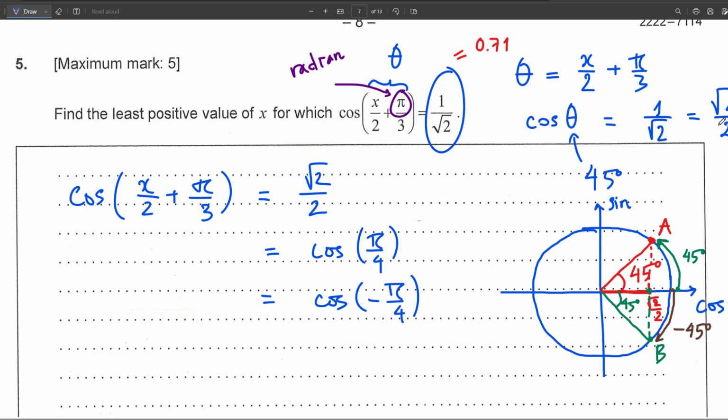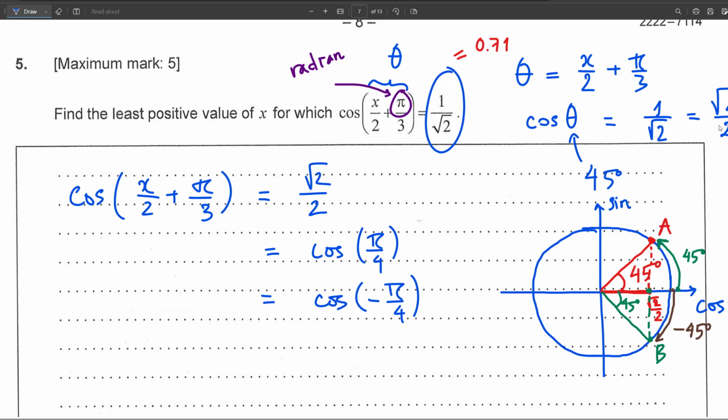Mình chỉ cần rotate cái điểm A này, cái point A này một vòng, tức là rotate nó 360 độ. Từ điểm A này rotate một vòng 360 độ, tức là cộng thêm 2 pi vào thì mình sẽ có một cái value mới. Hoặc là cái point B này cũng thế, mình cũng rotate nó 360 độ, thì mình sẽ có một cái điểm mới, một cái angle mới.